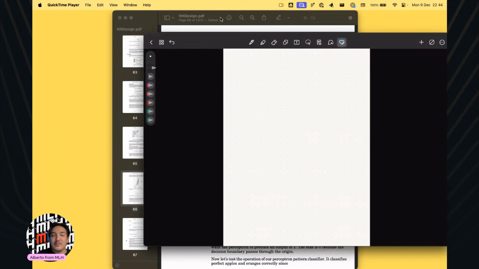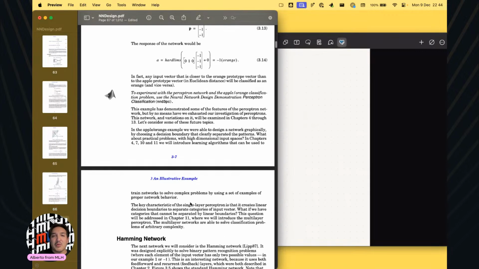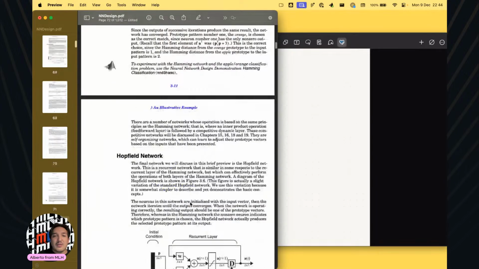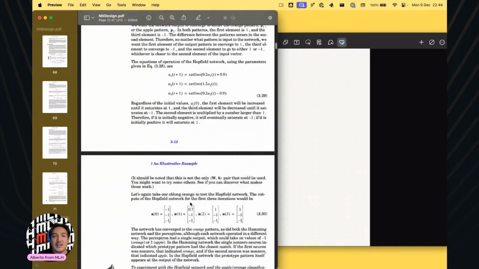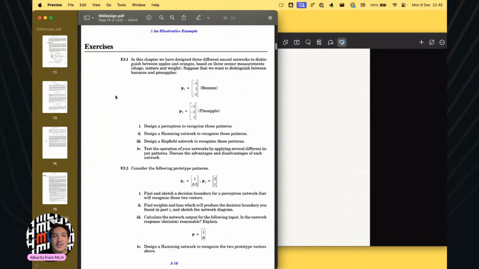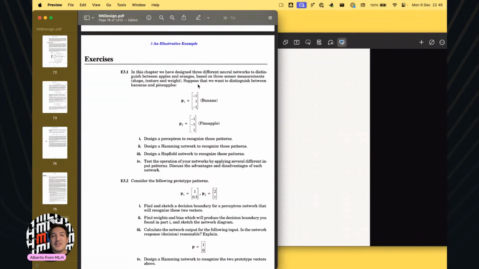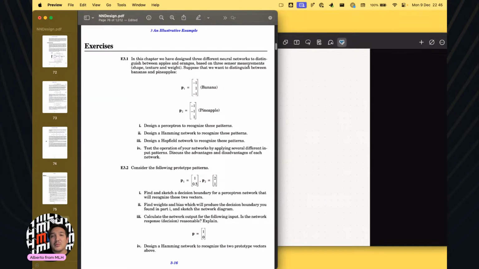So, as I was mentioning, there are some examples here we can try to reproduce to make this better understood. At the end of the chapter, we have this exercise. In this chapter, we have designed three different neural networks to distinguish between apples and oranges, based on three sensor measurements: shape, texture, and weight. Suppose that we have to distinguish between bananas and pineapples. This is a very simple example because we just need to change the prototype vectors. So let's design a perceptron to recognize this pattern.